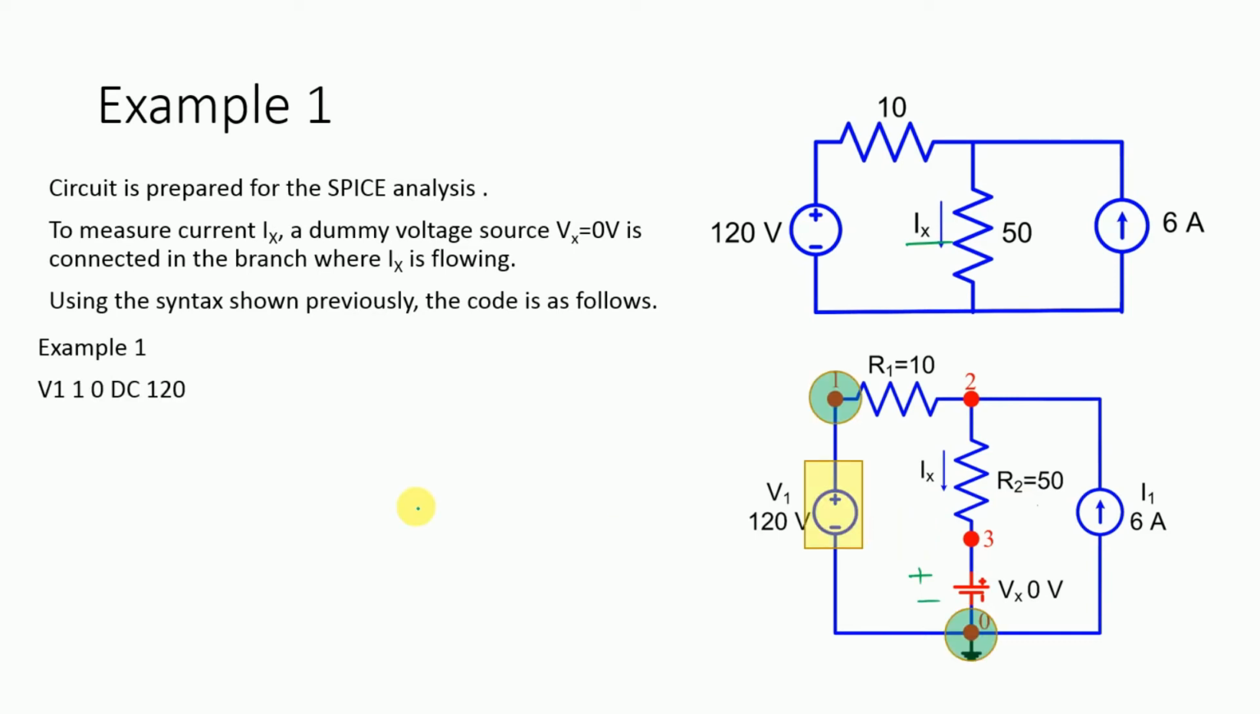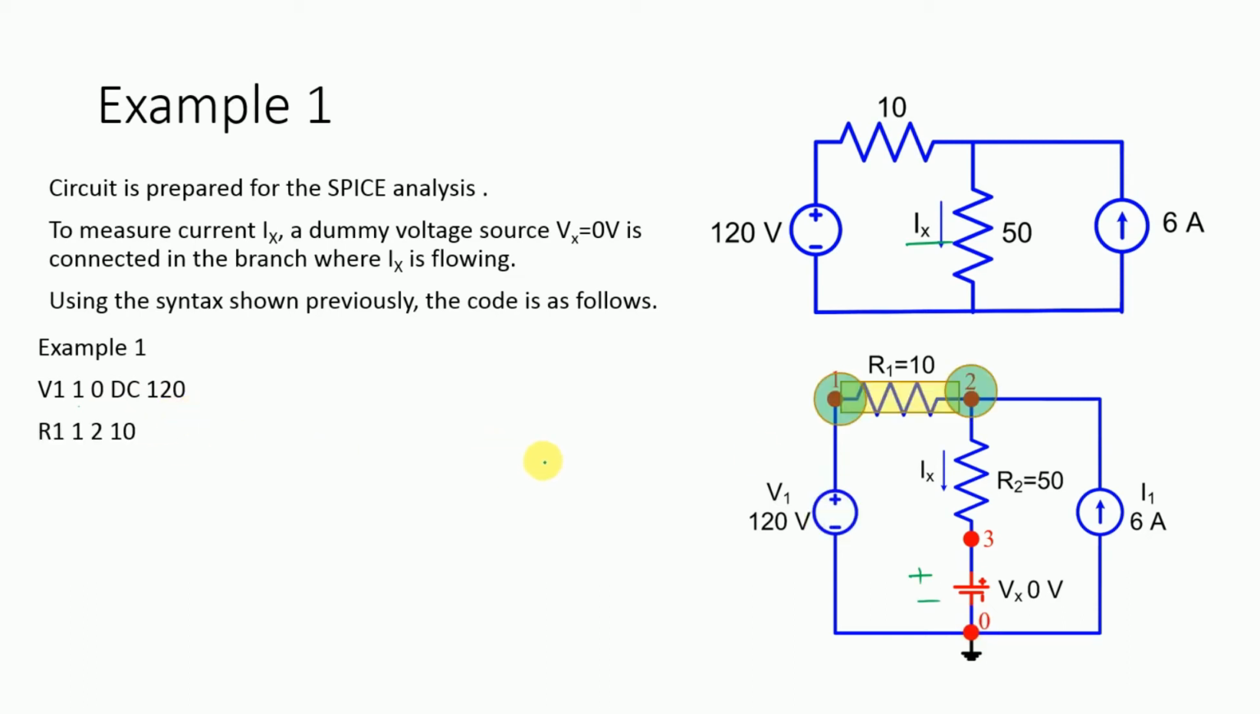So the first thing here is we shall write down the code for this V1. V1 is connected between node number 1 and 0. And remember that for a voltage source, we have to write down the positive node first, and thereafter we write down the node which is connected with the negative terminal of this given source. So here we have V1 connected between node number 1 and 0. It is a DC source and it gives us 120 volts.